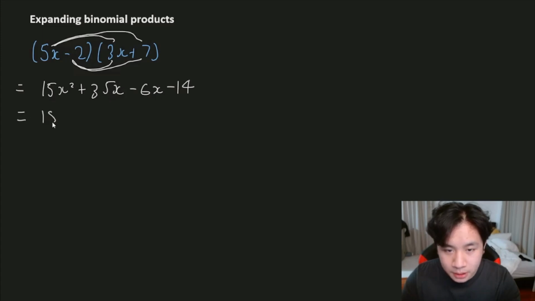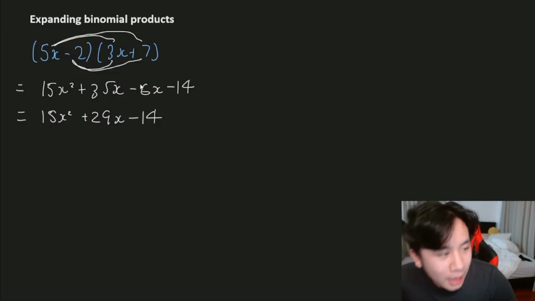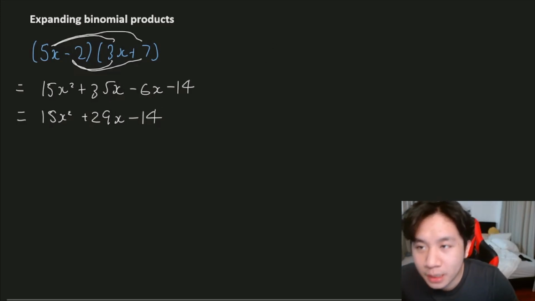And the final step, just collect like terms. So 15x squared is by itself. 35x minus 6x, I think that's 29x. And minus 14 by itself. And yeah, that's it for expanding binomial products.